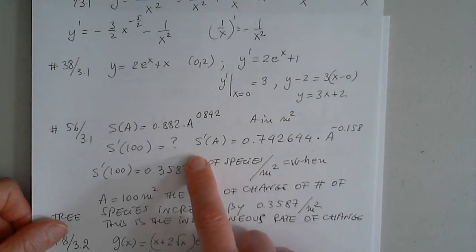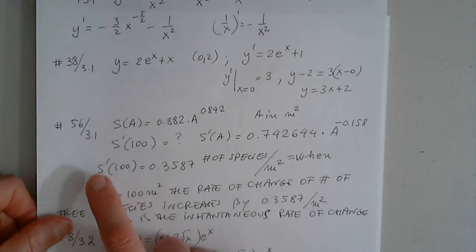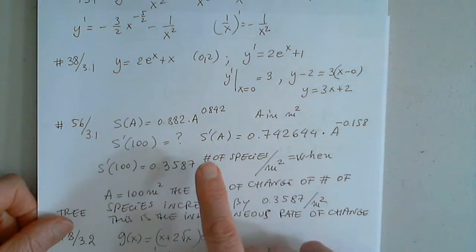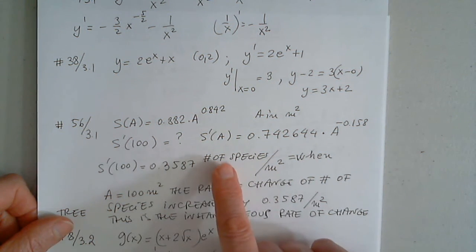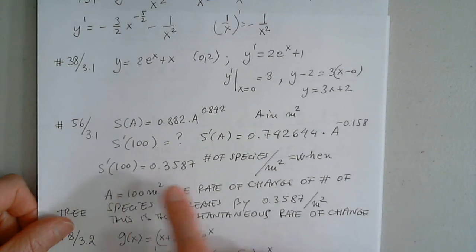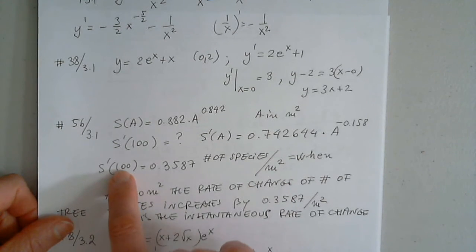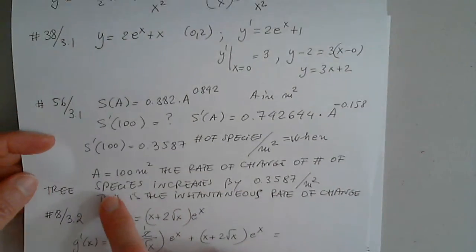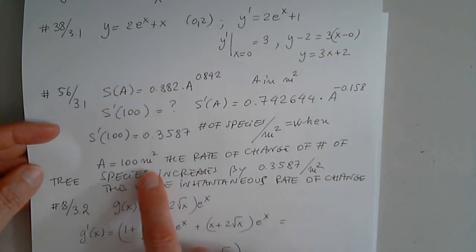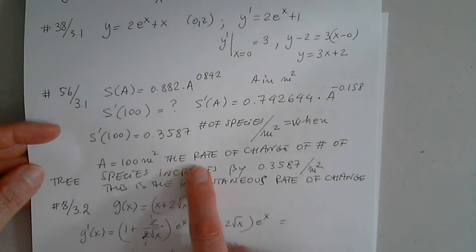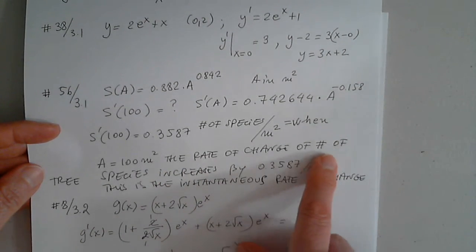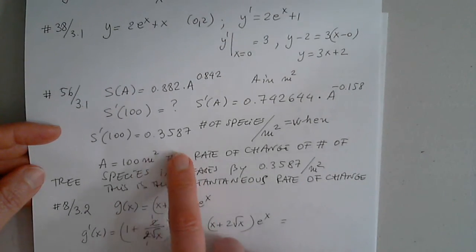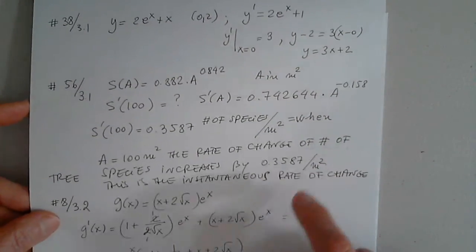This is crucial. The measurement unit is composed for every rate of change. It's composed by two different pieces. The numerator is the measurement unit for the function. The denominator is the measurement unit for the independent variable. So when the area is 100 meters squared, the instantaneous rate of change of the number of tree species increases by this number per square meter.